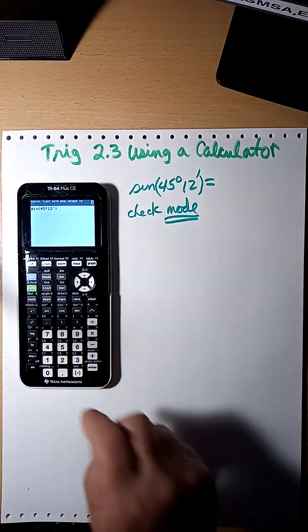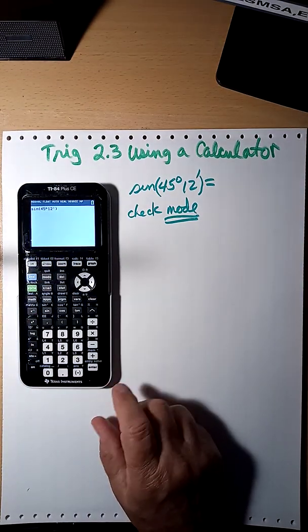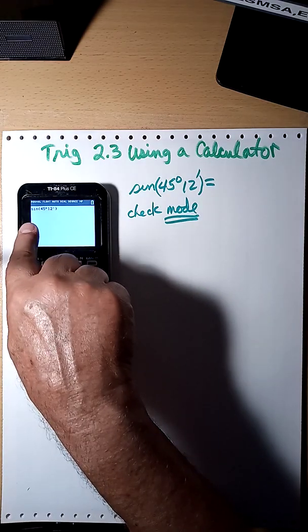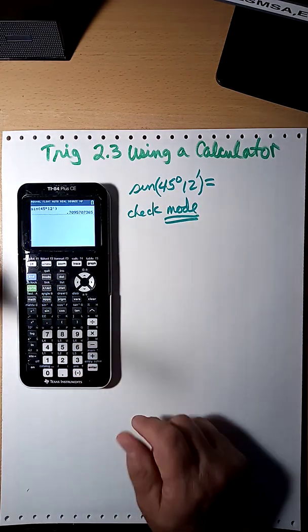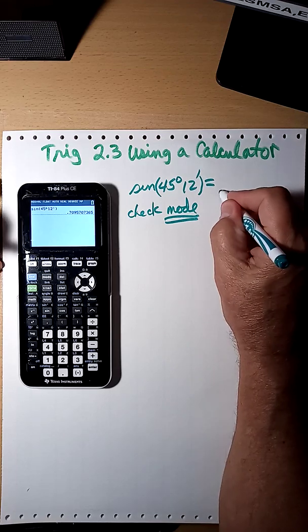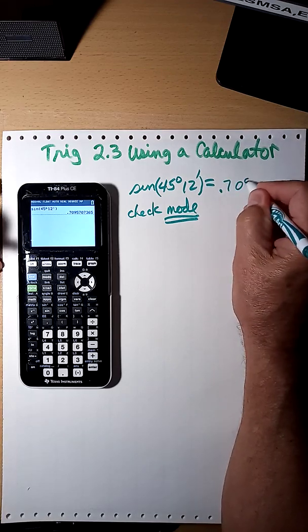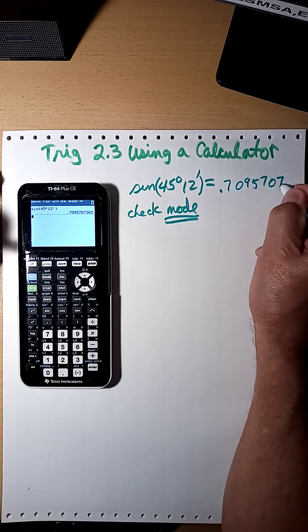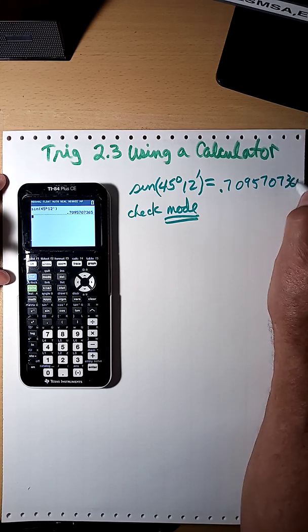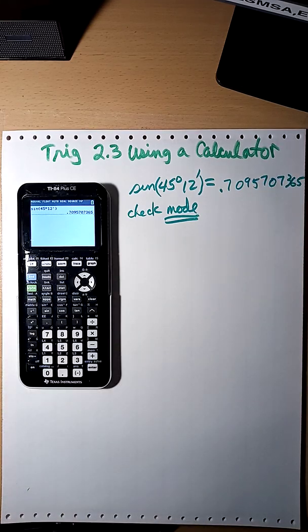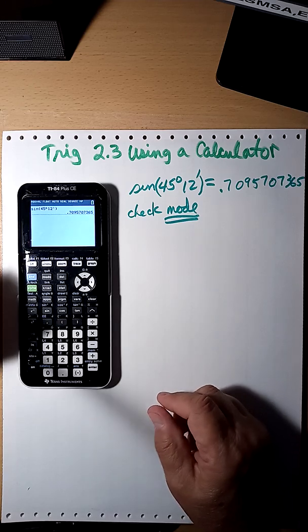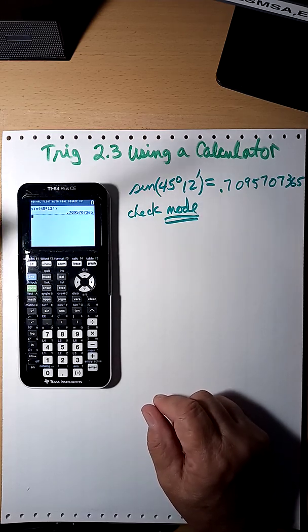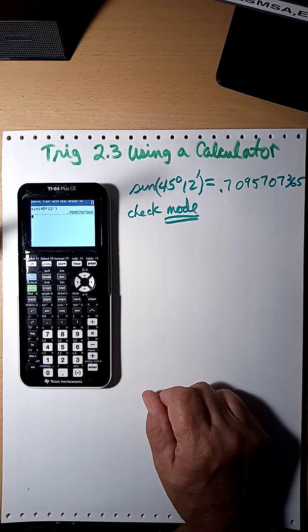You'll be back to this line. It won't have messed anything up. You won't have lost anything. And even though you're at the beginning of that line, you can press enter, and it will give you the approximation 0.7095707365. It gives you way too much. And you're going to have to try to figure out, we'll talk about this later, how many places you need for that. But it's that easy.